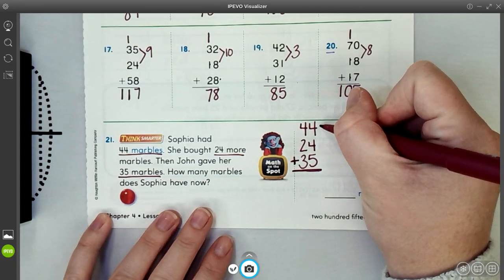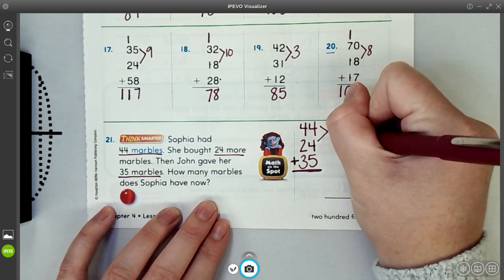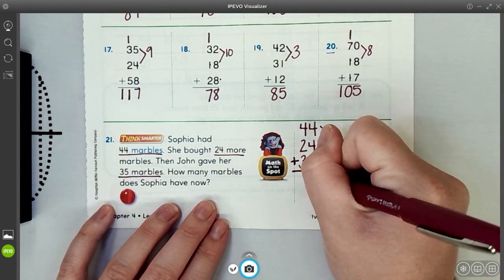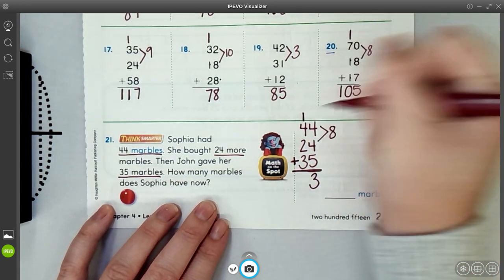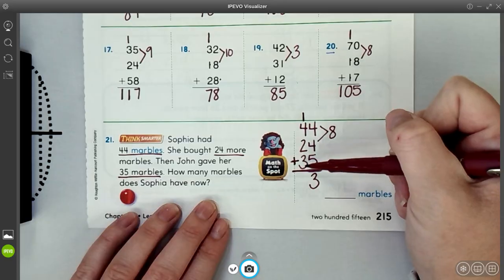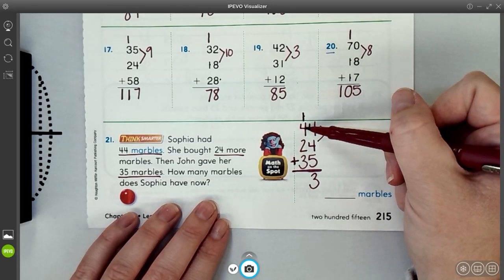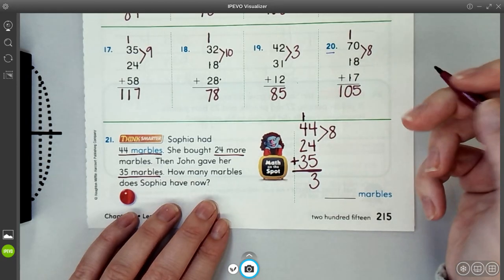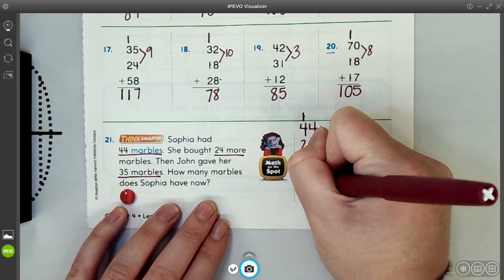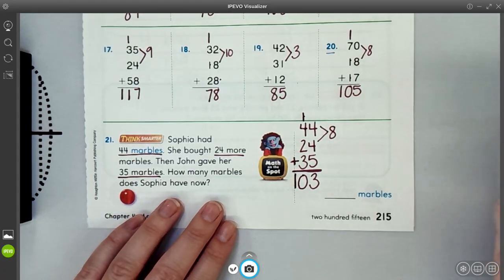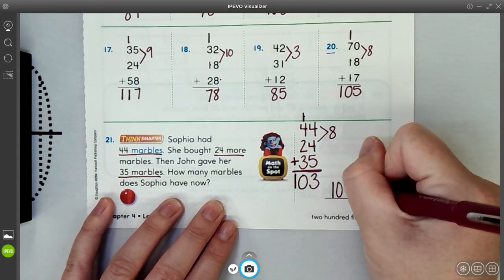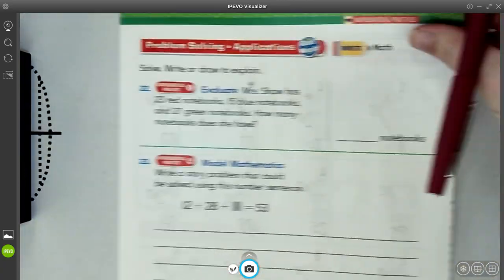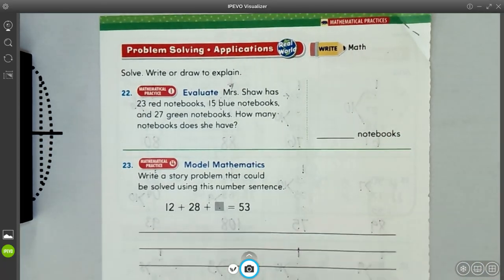All right, so 4 plus 4 is a doubles fact and it equals 8. Plus 5 would be 13. So I have 3 ones and 1 10 to regroup. Then I can add up my tens place. 1 plus 4 equals 5, plus 2 equals 7, plus 3 equals 10. So we have our 10 there. So she has 103 marbles. Okay. All right.